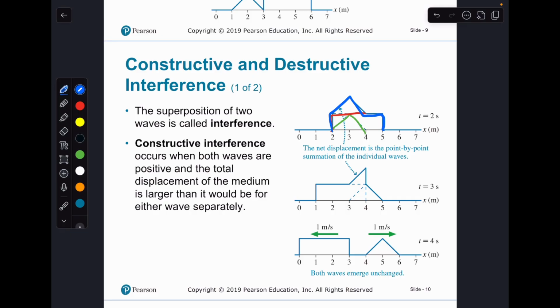When the waves add together and create a positive displacement, or a displacement larger than it was before, we call that constructive interference.